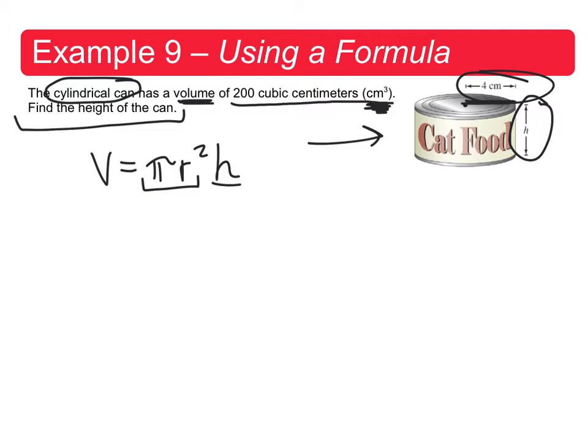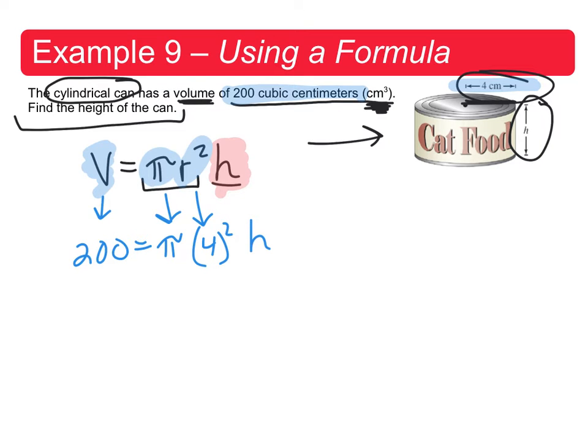Well, if we want to solve for h, this is the variable we don't know. That means we must know everything else. We must know what the volume is, and we do. It's told to be 200 cubic centimeters. We must know what the radius is, and that gives us in the picture the radius. And then pi is a constant value, so we have our calculator for that. So if we go ahead and substitute in, we know that the volume is 200 equals, we'll keep our pi, our radius is 4, we're going to square that times h.